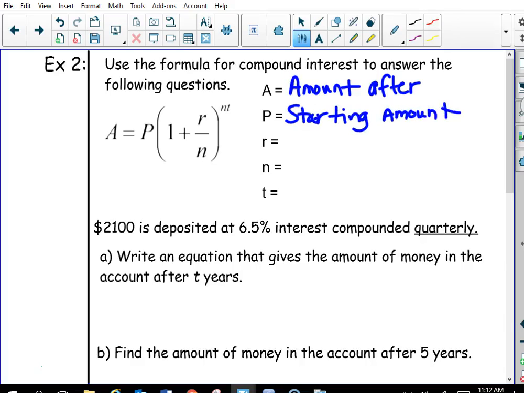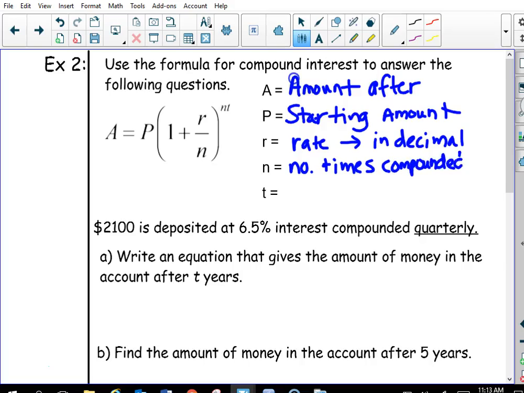R is the rate, the interest rate in decimal. Move that decimal point 2 places left from the percent. N is the number of times compounded in a year. And T is the time in years.